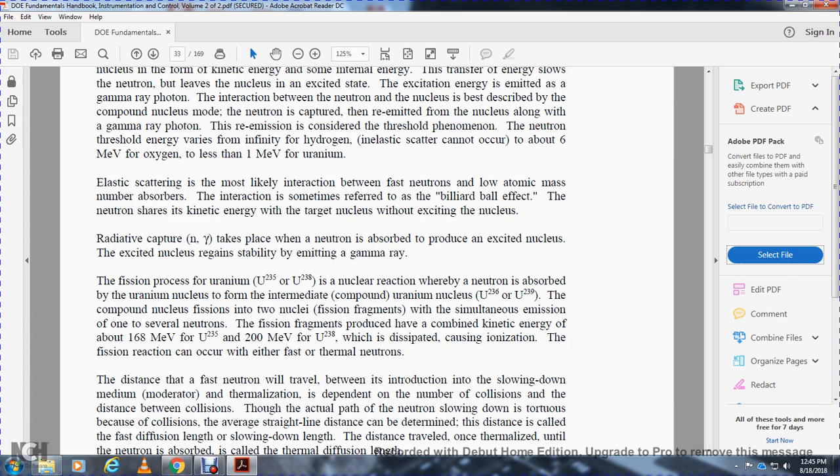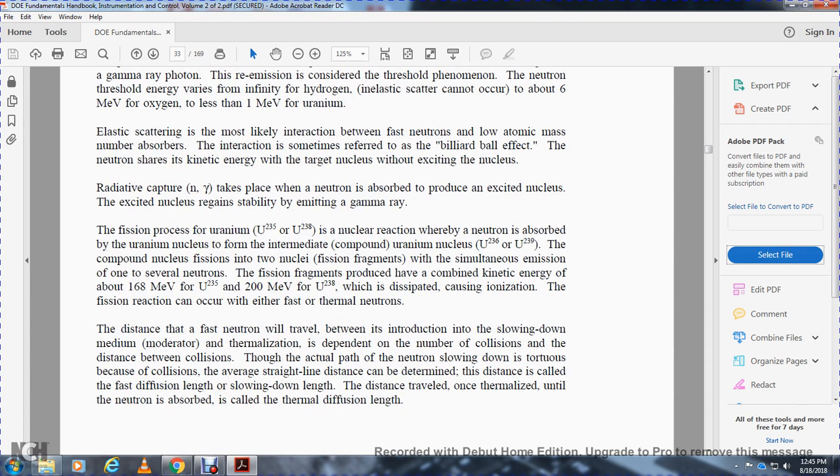Fission fragments produce a combined kinetic energy of about 160 million electron volts for uranium-235 and 200 million electron volts for uranium-238, which is dissipated causing ionization. Fission in a reactor can occur with either fast or thermal neutrons. The distance a fast neutron travels between its introduction and its slowing down in the moderator to thermalization depends on the number of collisions, and the distance between collisions, through the actual path of the neutron slowing down.